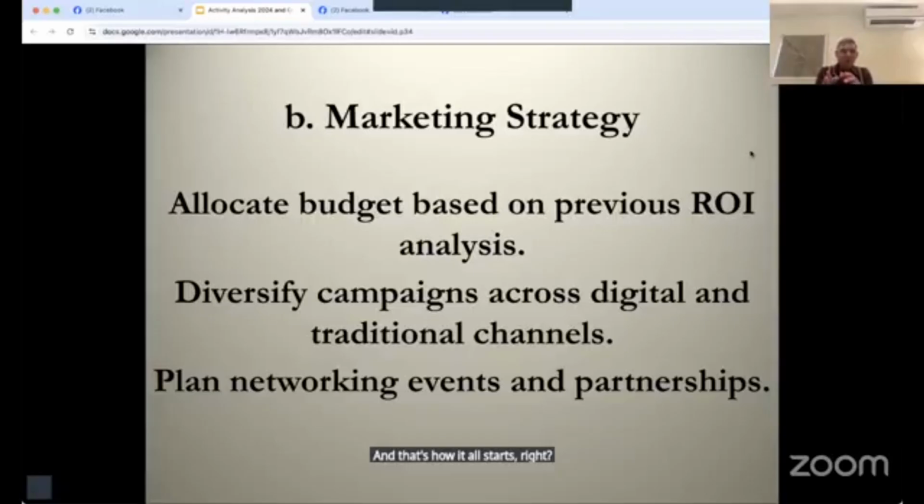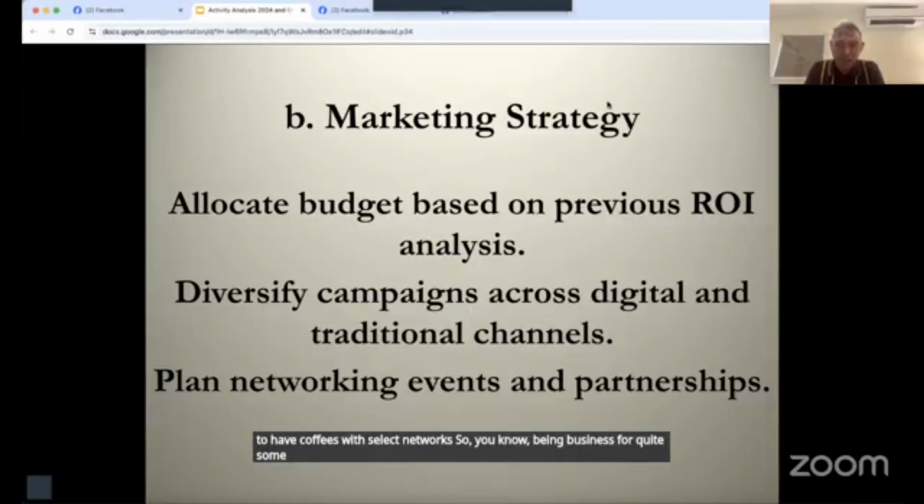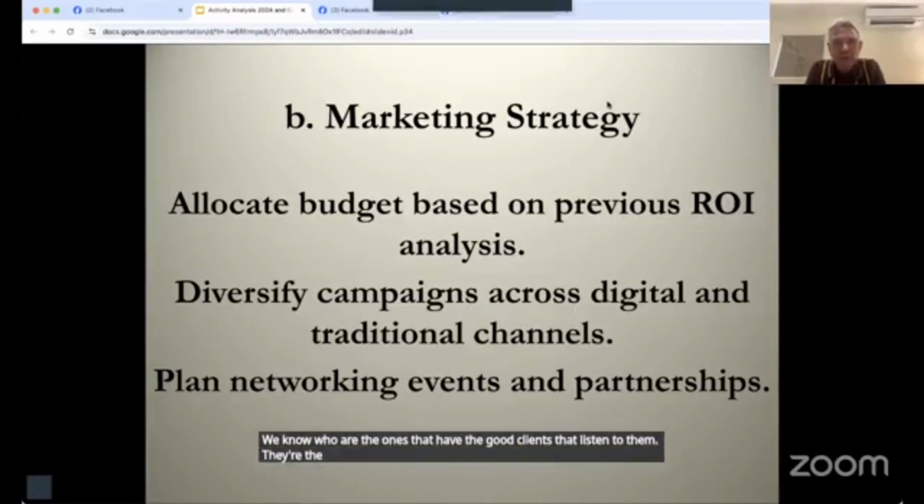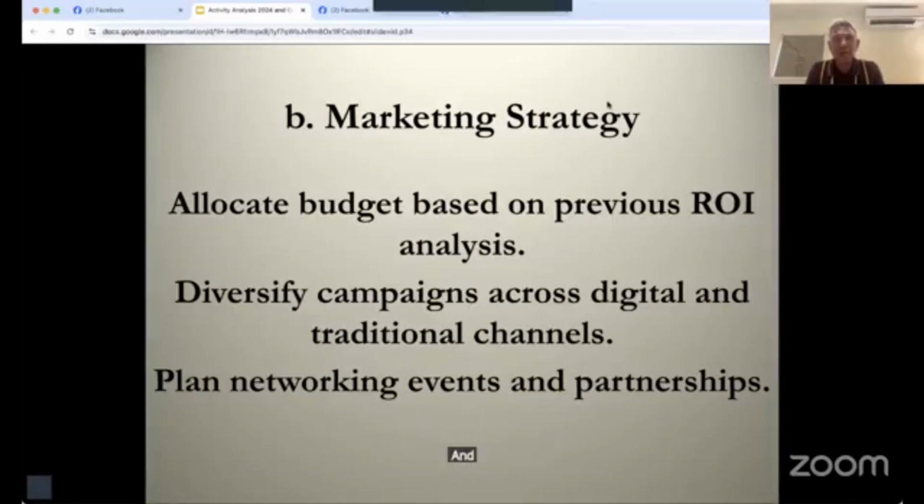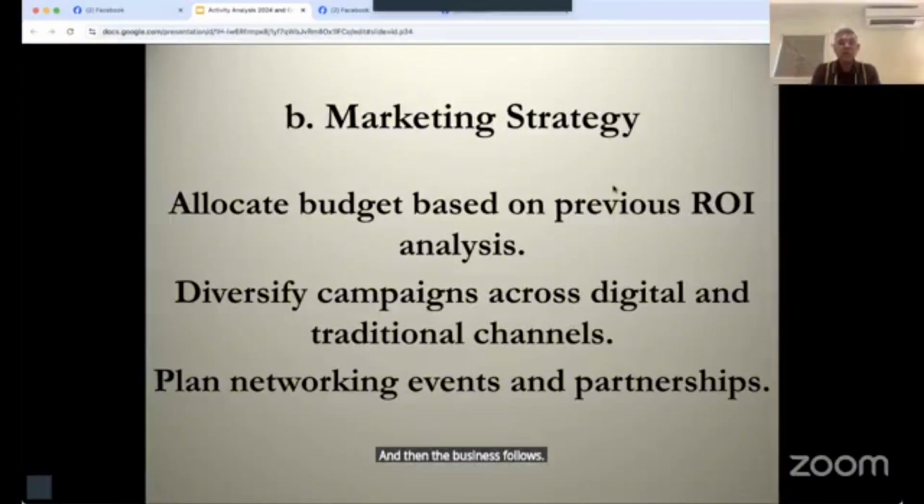Partnerships. I go out of my way to have coffees with select brokers. Being in business for quite some time, we know who the deal makers are, who have the good clients that listen to them, the sole brokers of these big clients. So I take the time to really develop a relationship with them. I'm honest, we're here to do business, but more than that, I love the companionship, the relationship, and then the business follows. Next slide, please.